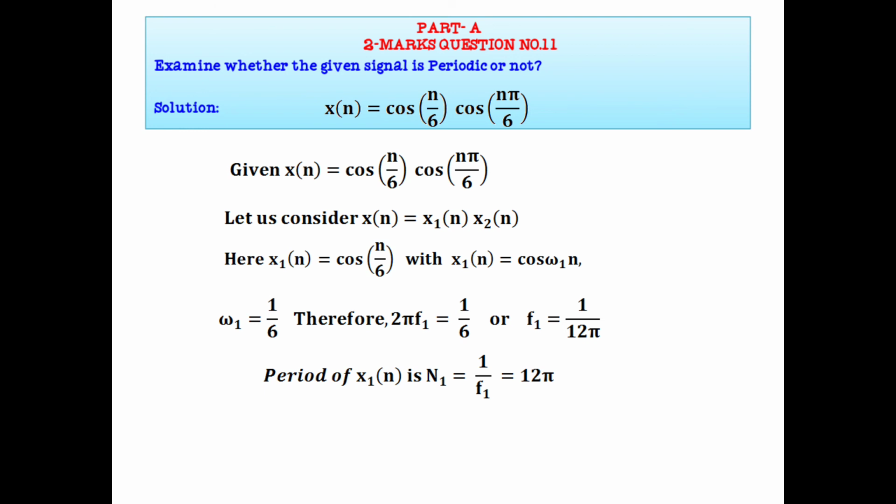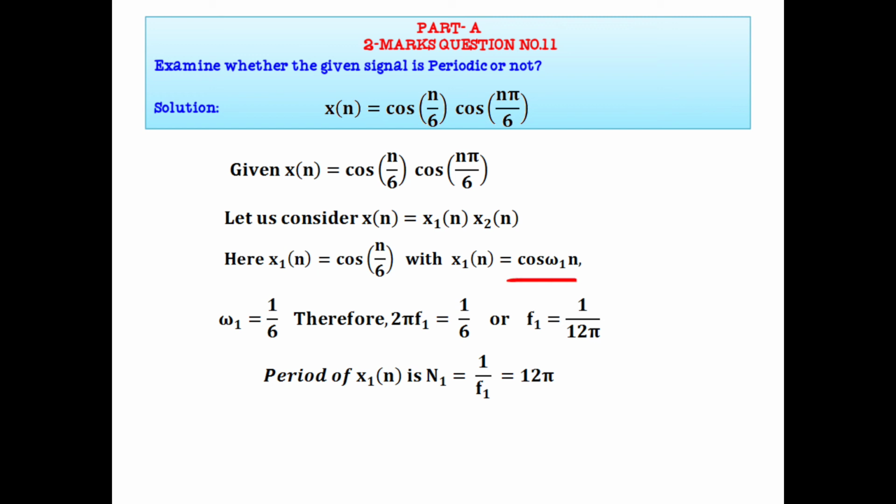Examine whether the given signal is periodic or not. x of n equal to cos of n by 6, cos of n pi by 6. Here, the two signals are in the product form. So, given x of n equal to cos of n by 6, cos of n pi by 6, let us consider x of n is equal to x1 of n times x2 of n. So, what is x1 of n? Cos of n by 6.